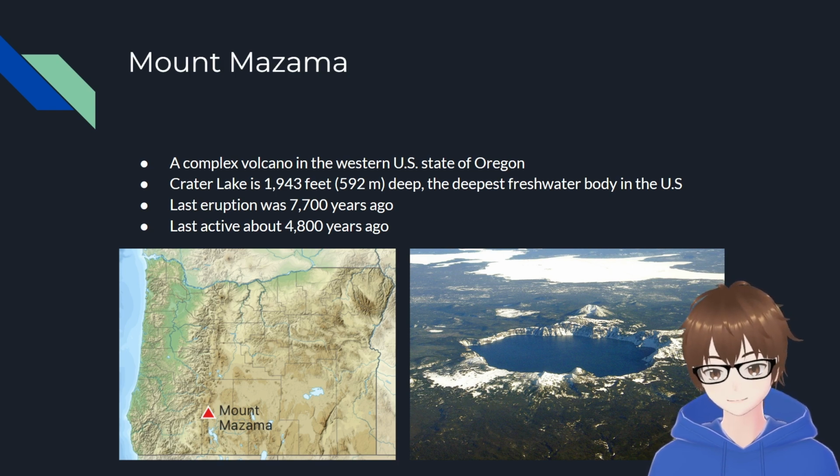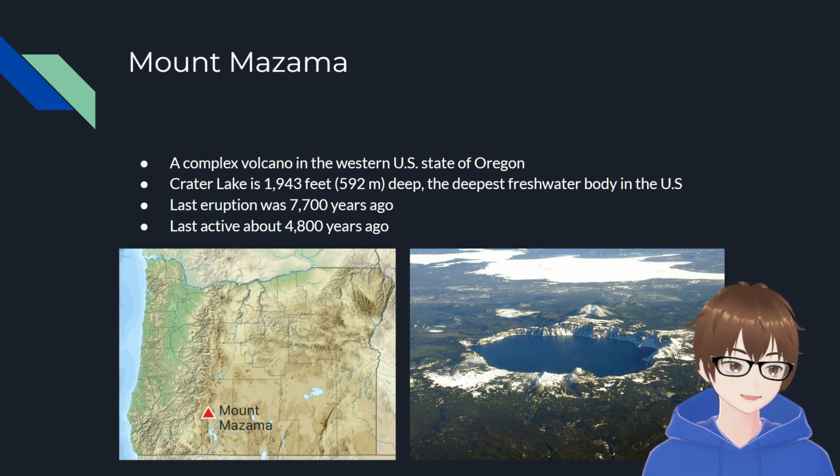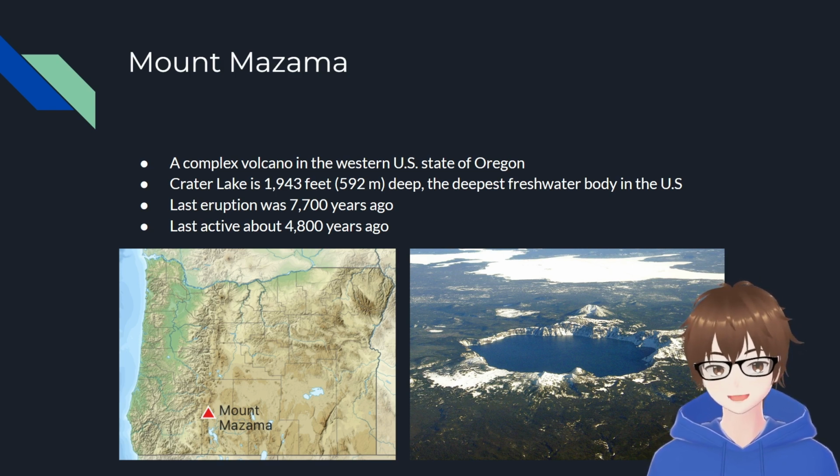Then we have Mount Mazama, which is a complex volcano in the western U.S. state of Oregon. And it also has a crater lake at the very top, and it is 1,943 feet or 592 meters deep. And it is the deepest freshwater body in the U.S. The last eruption for this was 7,700 years ago, and the last active around 4,800 years ago. So it is very much still active. And I have a picture there of Crater Lake, and then also where it is over there in Oregon.